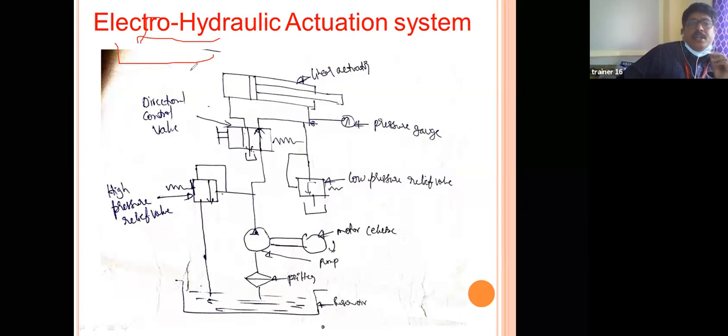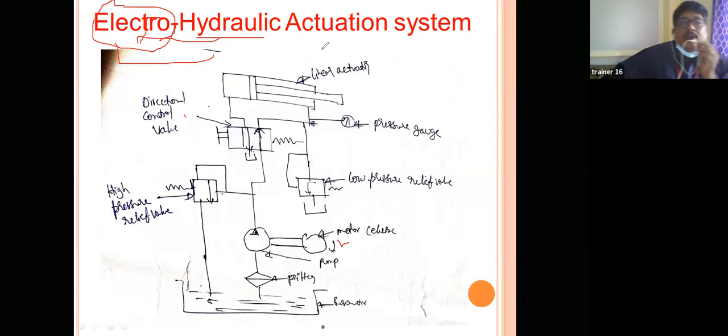If you observe clearly, on the electric side we are using a motor, pressure relief valve, sensors and directional control valves. This symbol indicates supply. These are all electrical components. And this is the hydraulic arrangement, with oil in the reservoir. So we can call this an electro-hydraulic actuation system.